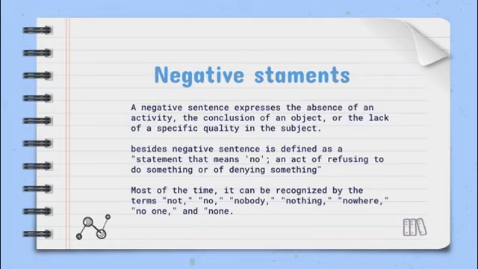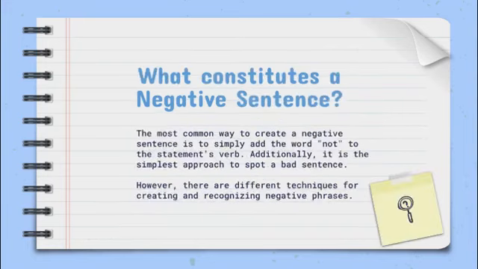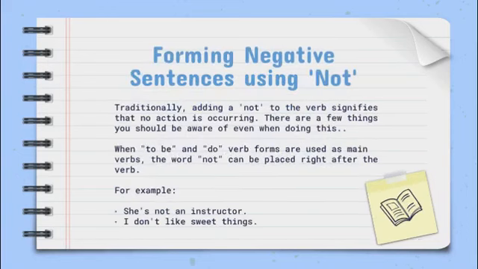Most of the time, it can be recognized by the terms not, no, nobody, nothing, nowhere, no one, and none. The most common way to create a negative sentence is to simply add the word not to the statement's verb. Additionally, it is the simplest approach to spot a negative sentence. However, there are different techniques for creating and recognizing negative phrases. Traditionally, adding a not to the verb signifies that no action is occurring.